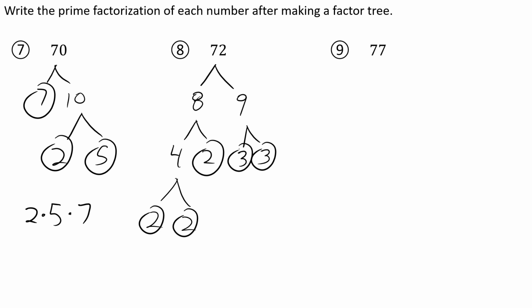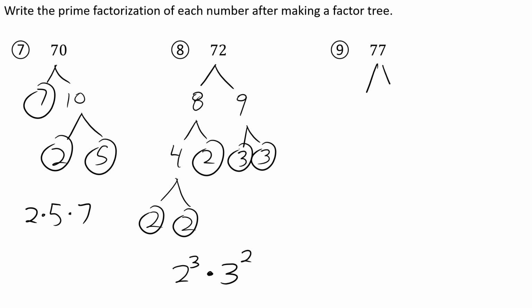What's the smallest number that I circled? Well, the smallest prime number is a 2. How many of them did I circle? I circled 3 of those 2's. Did I circle anything else? Yes, I circled a 3. So let's put a 3. How many did I circle? I circled 2 of them, so I got 3 to the second power. So 2 to the third power times 3 to the second power is the prime factorization for the number 72.